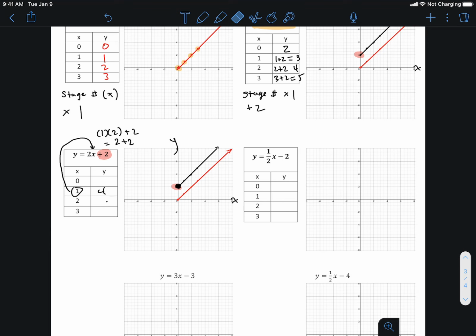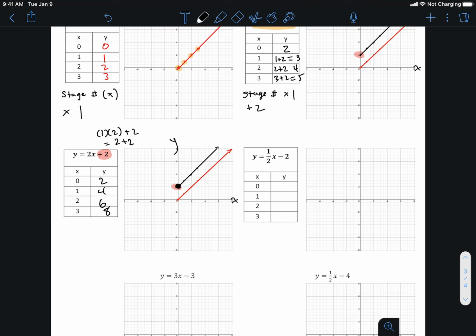When you know how to decode the term language, you can just do it. Let's look here for a sec. 2, 4, let's plug in 2 and see what happens. 2 times 2 plus 2, so that's 6. 2 times 2 is 4, plus 2 is 6. And then 3 times 2 is 6, plus 2 is 8. Can we, for a sec, go plot those points?